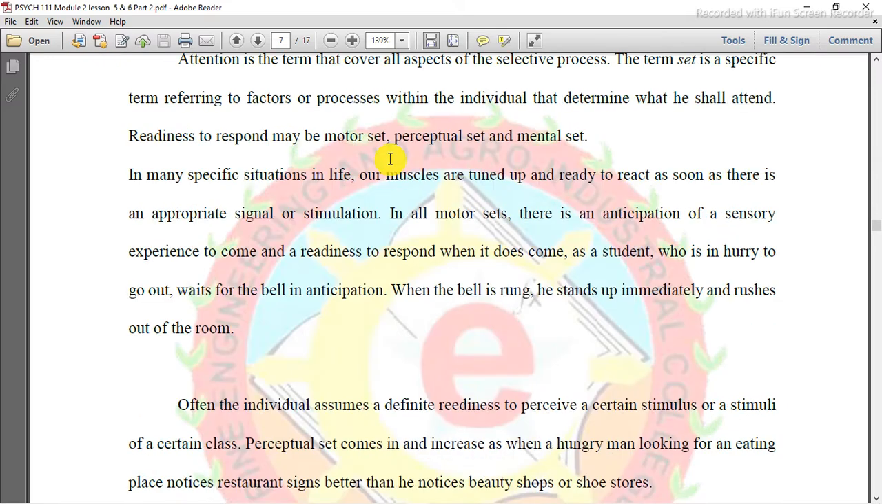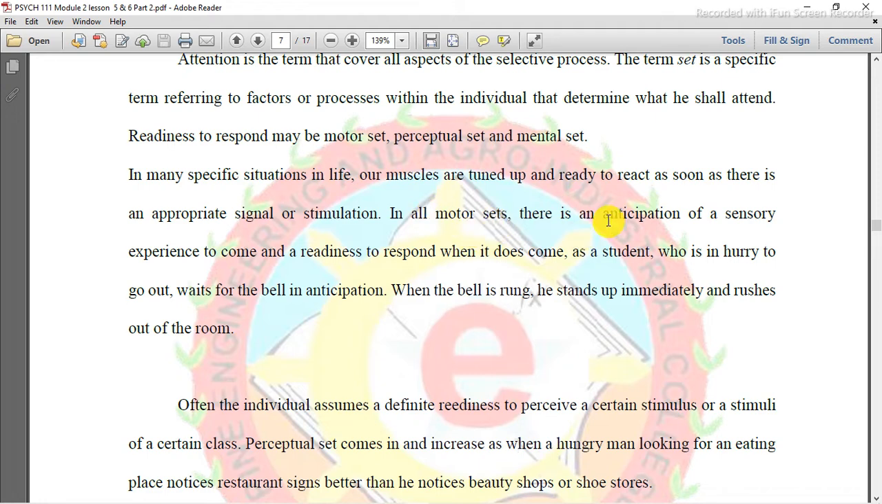So in many specific situations in life, our muscles are tuned up and ready to react as soon as there is a stimulus or stimulation. So pag may napansin tayo, our sensory neurons, automatic yan, no? Magre-ready agad yung katawan natin, and particularly yung mga muscles natin mag-react. Yan yung relationship ng biopsychology. Example, meron kang na-feel na isang bagay. Accordingly, example, natakot ka sa nakita mo. Maybe mag-dilate yung mata mo, or yung pupil ng mata mo. Okay? So yun yung mangyayari.